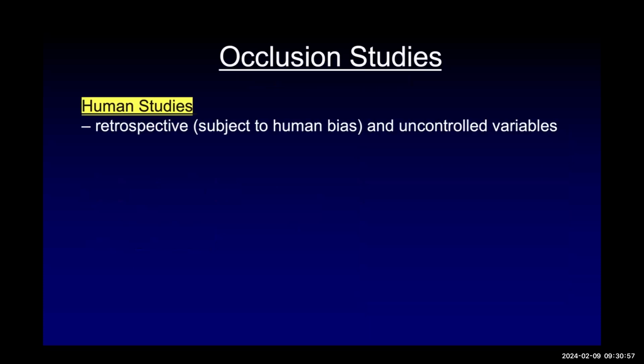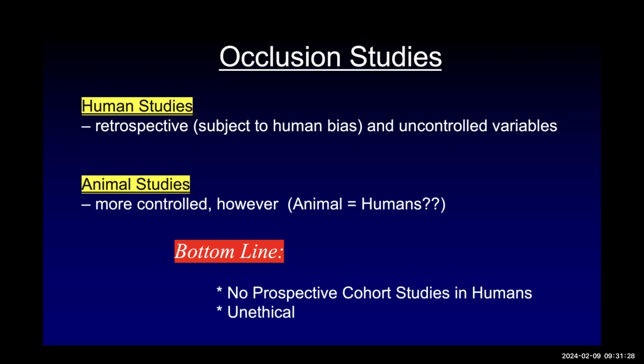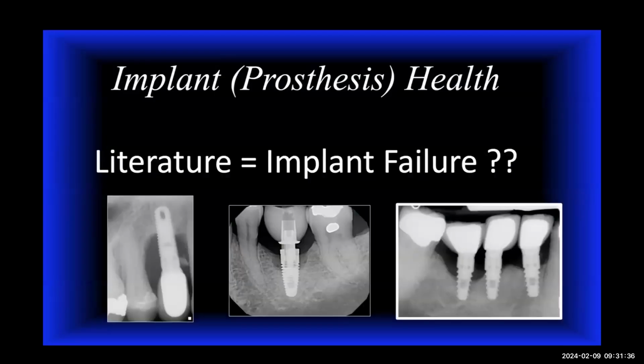If we look at the human studies, most of them are retrospective. There's significant human bias and just way too many uncontrolled variables to say they're even significant. The animal studies are very well controlled. However, we don't know the correlation. Will the animal study actually correlate with what we see in humans? Sometimes they do, sometimes they don't. Bottom line is we need prospective cohort studies, but that's basically unethical, and I don't know if we'll ever have those types of studies in our field.